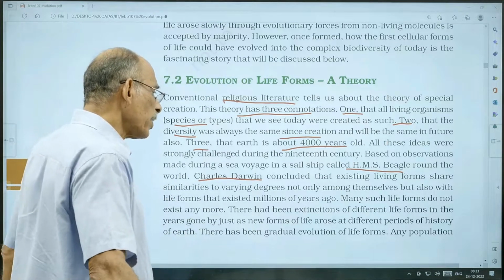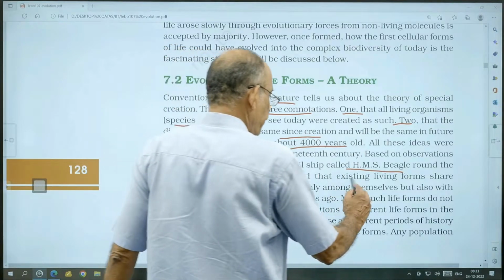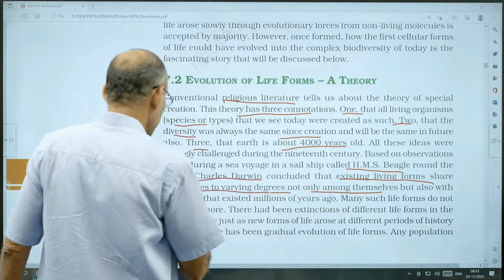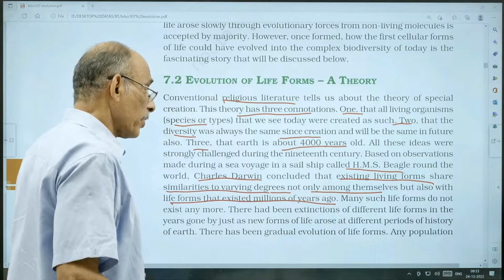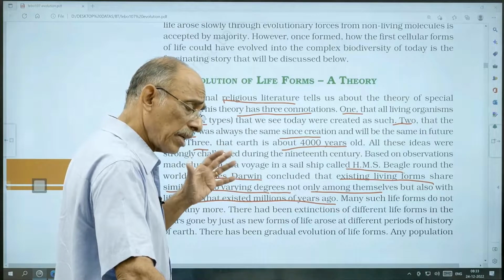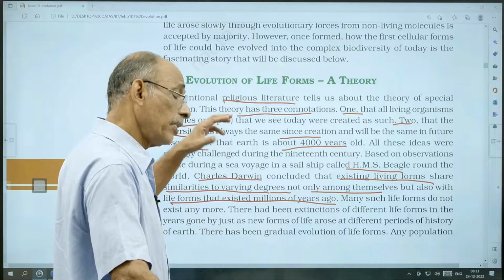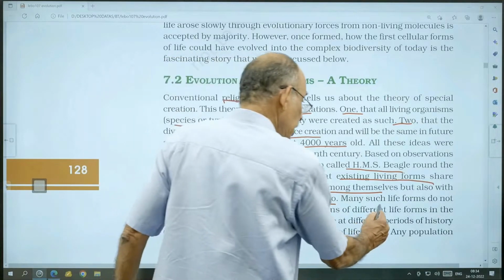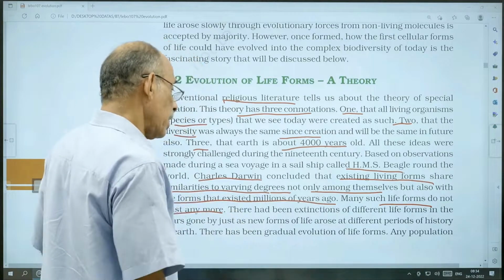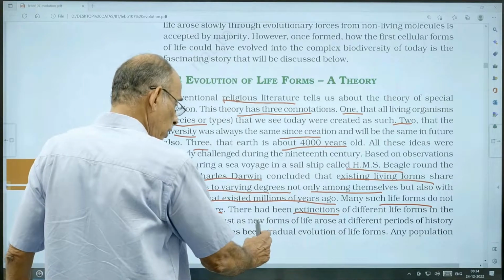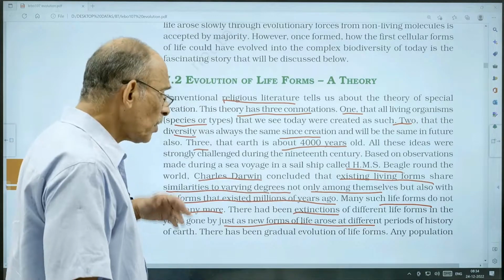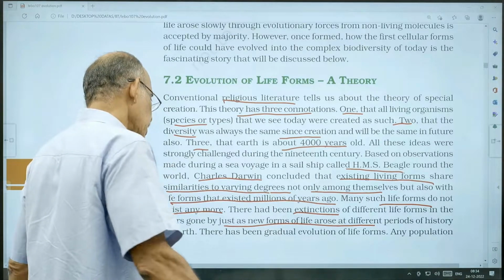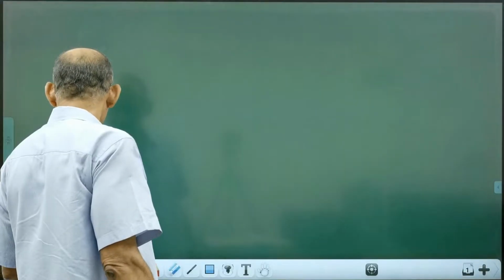According to Darwin, there are 10 or 12 points. The first one is that existing life forms share similarities to varying degrees, not only among themselves, but also with forms that existed millions of years ago. Many such life forms that existed millions of years ago do not exist anymore. That means there have been extinctions, and new forms have originated. That means there is a gradual evolution of life forms. That is the fundamental idea of Darwin.